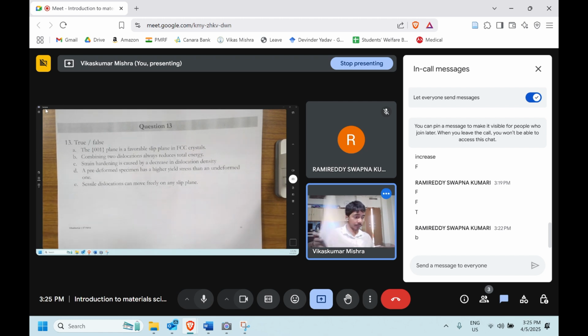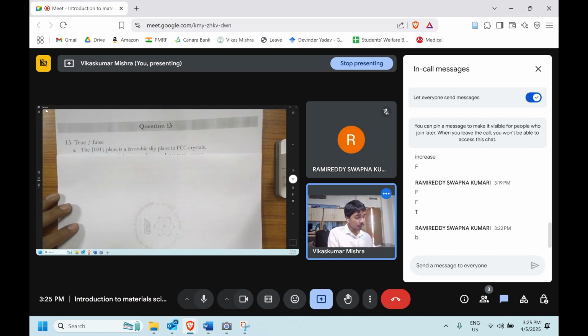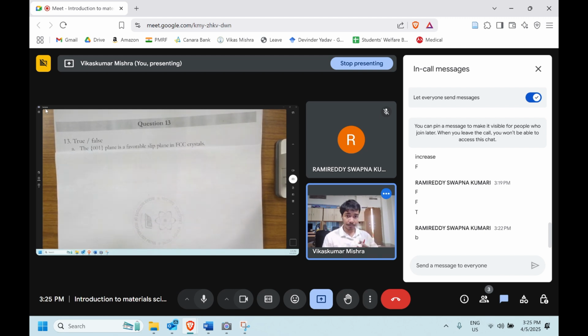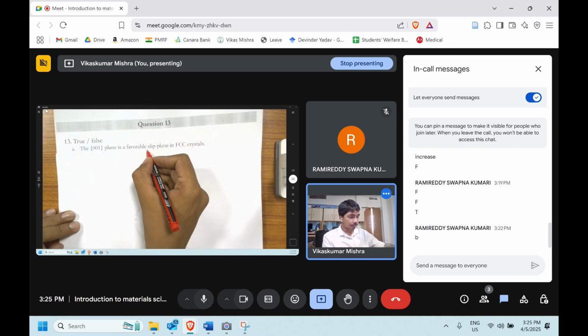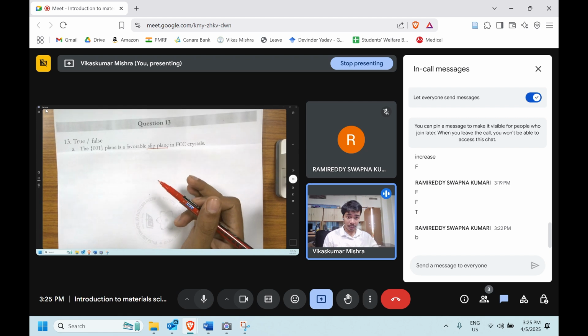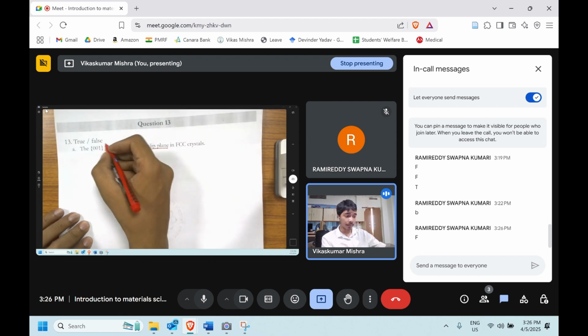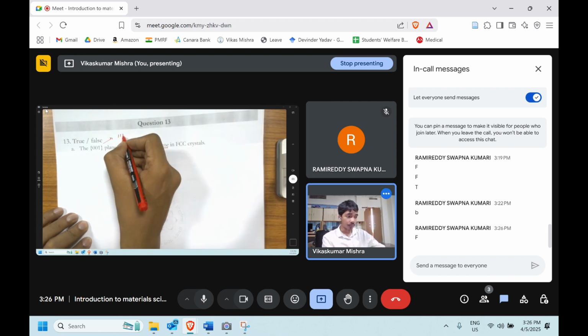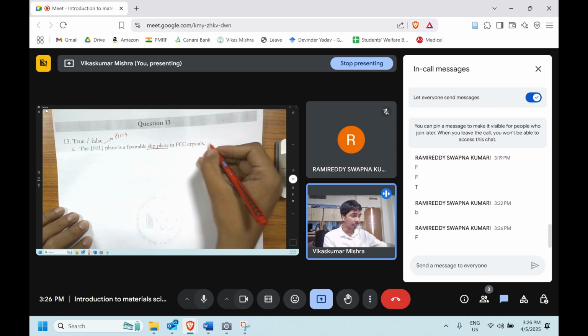True and false case. The 001 plane is a favorable slip plane in the FCC crystal. So what is a slip plane? The slip plane is a close-packed plane, we know. And the 001 plane is a favorable slip plane. It's incorrect because this is not the close-packed plane. The close-packed plane will be the 111. Yeah, very good, Ramir. It's false.